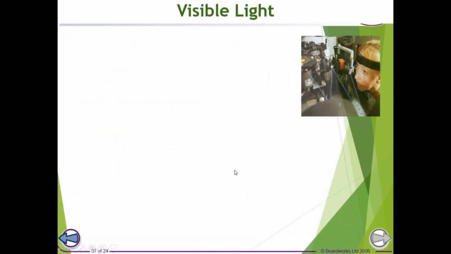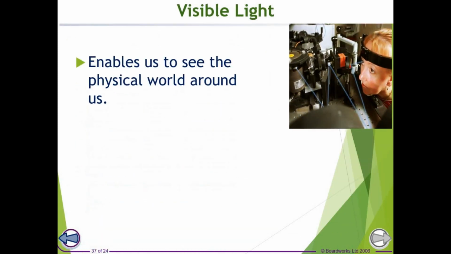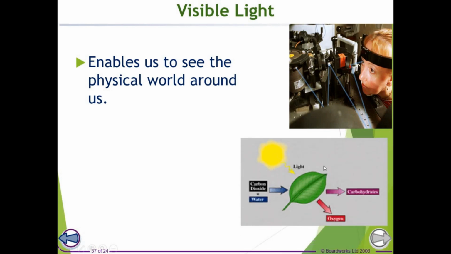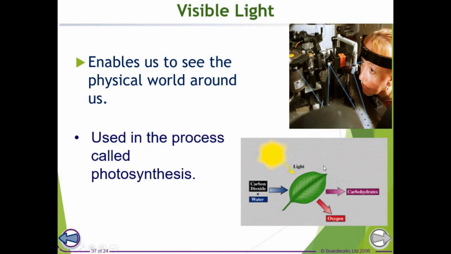Now, let's go to the visible light. The visible light enables us to see the physical world around us. It is also used in the process called photosynthesis. In this process, light energy from the sun is absorbed by plants and is converted into chemical energy, which is stored in the substance called glucose. This is the simplest form of sugar or carbohydrate.